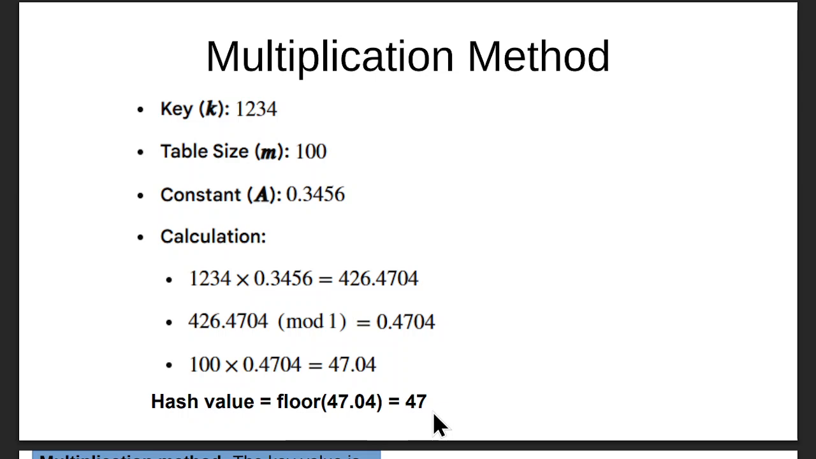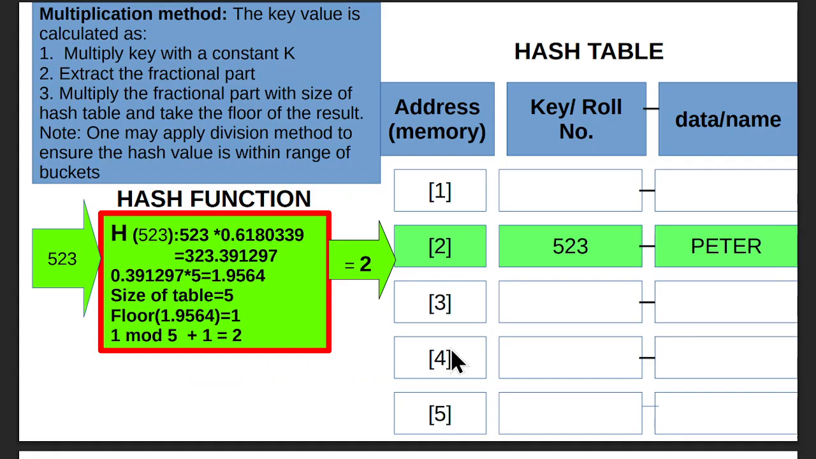The only caveat is that we need to make sure that the index value, or the hash value that is obtained, is within the range of the table size. To prevent that, you can just do a modulo division method after you get the index value, so as to keep it within the table size.